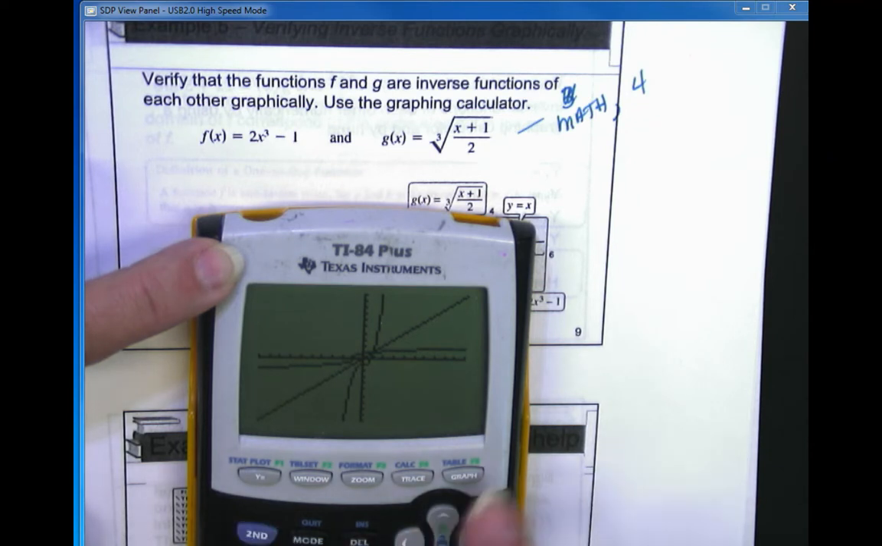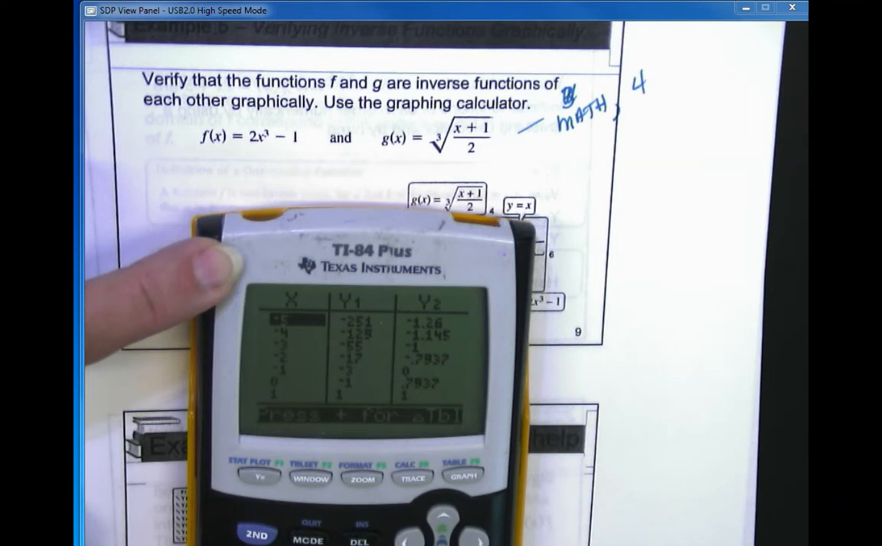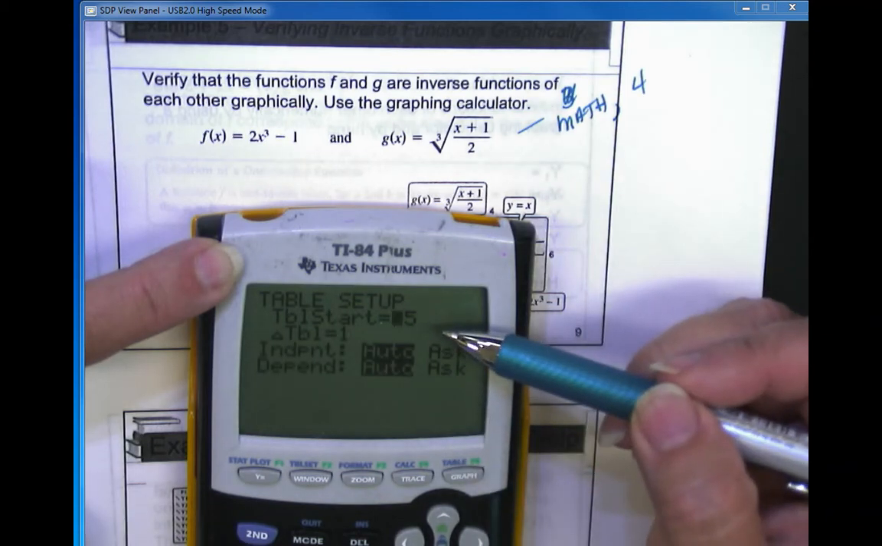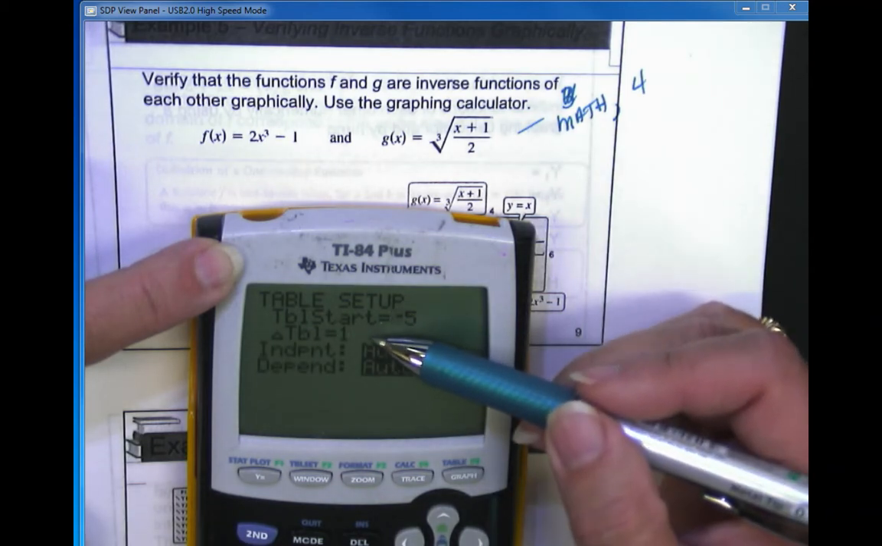And so then when you go into table, which is where I think I lost some of you, you're going to look at that and you're going to say, first of all, mine was all messed up. So just as a reminder, you're going to hit second window to get to your table set. And I wanted to start my table at -5. And then I did my change in table as 1.